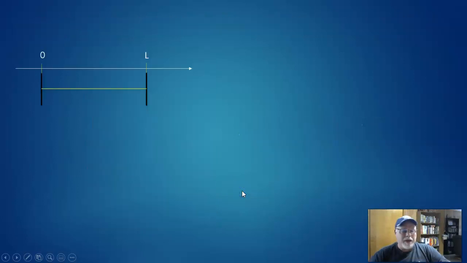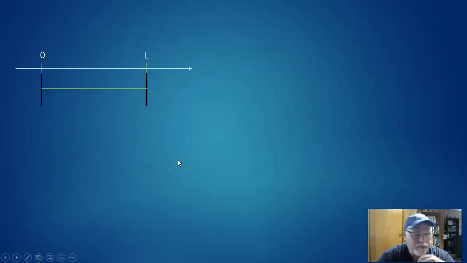I'm going to make a setup and simplify the drawing. Here we have a string, and it's attached to 2 walls, okay? I set up a small coordinate system, and we have x equals 0 down here on the left side, and x is equal to L over here on the right side.